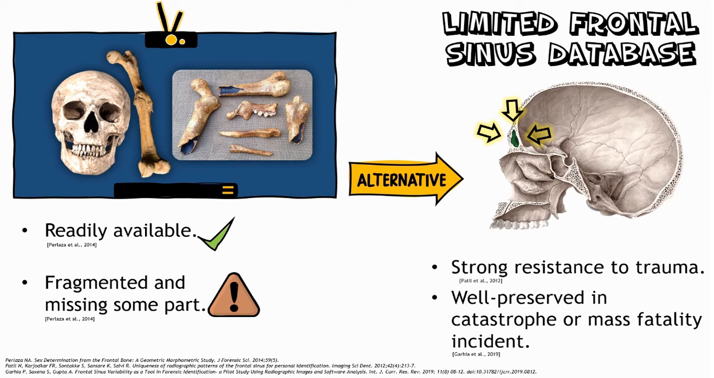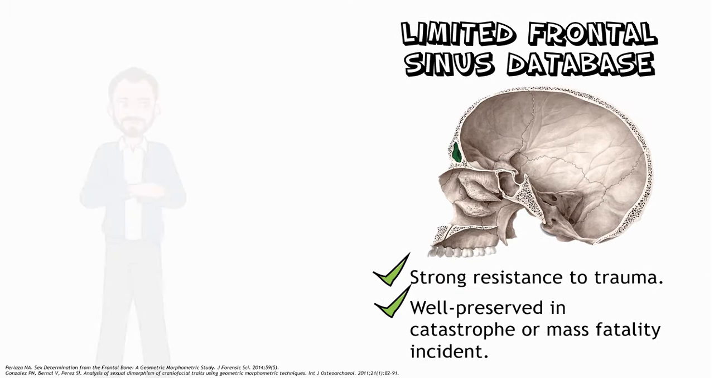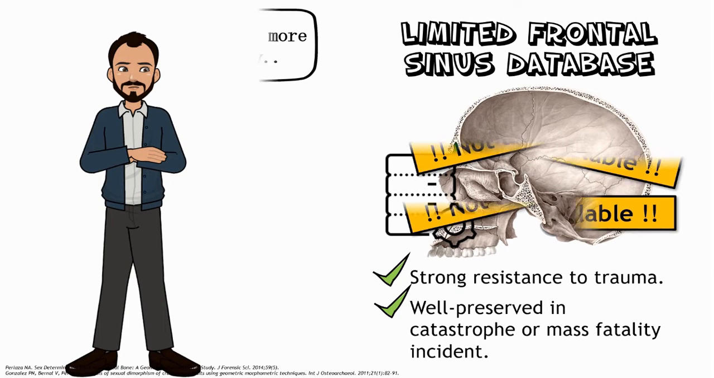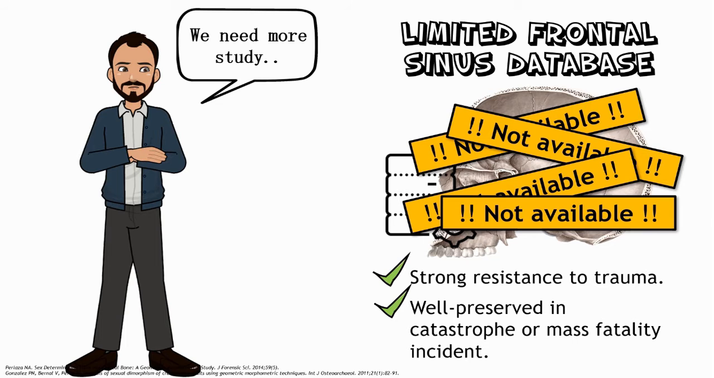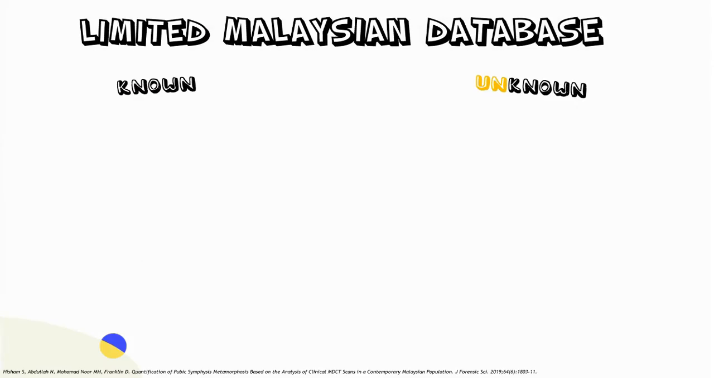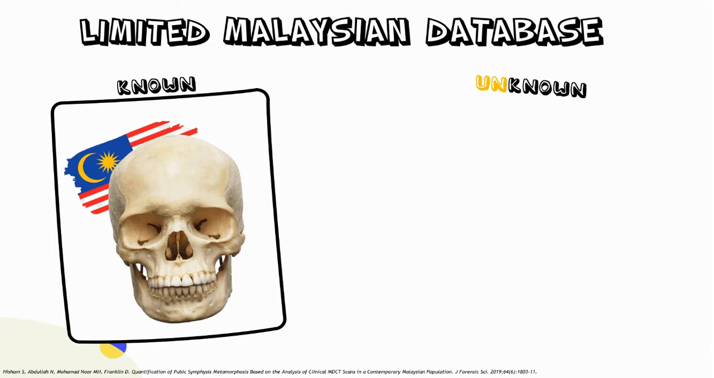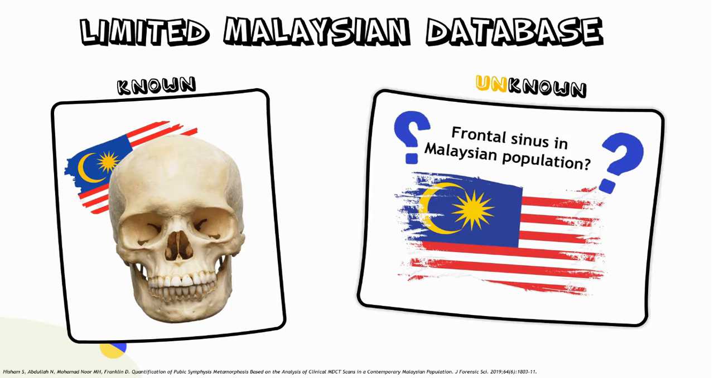Frontal sinus has strong resistance to trauma, which makes it well preserved in mass disasters. However, unlike the skull and long bones, the database of frontal sinus is not available. Third, limited Malaysian database. Unlike skull bone, the usage of frontal sinus for developing biological profiles in Malaysia is not available. And the study of frontal sinus morphology among Malaysians is not yet present so far.